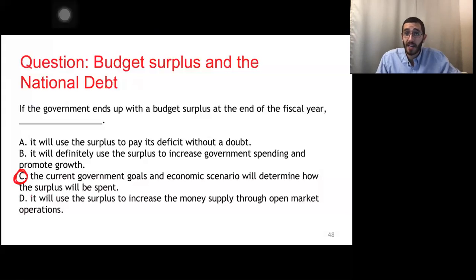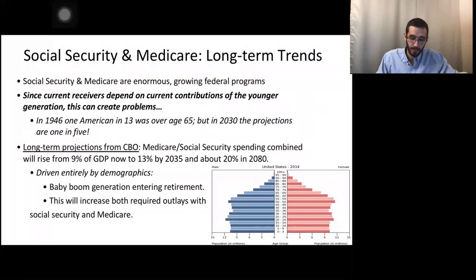Now, if states had a surplus, they would definitely use that to pay back debt from the previous year, right? It's a planned surplus because they need to be able to pay back debt from the previous year. So you can see the difference between the laws related to federal and state and local governments, right?